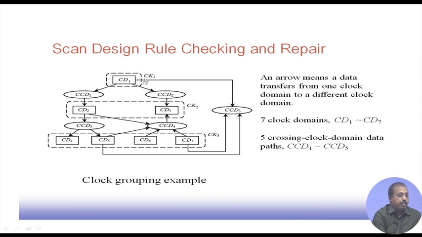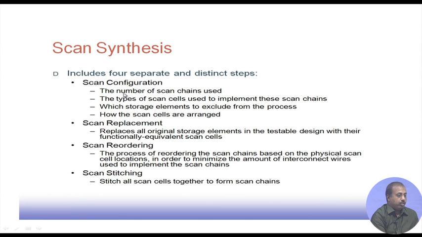So ultimately the 7 clock domains that we have can be clubbed, or merged, into 3 such clock groups, CK1, CK2 and CK3. So this design rule may check this, to find whether there is any violation or not. Then comes scan synthesis.